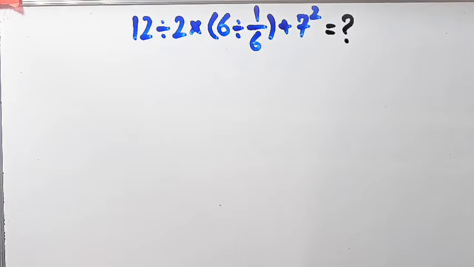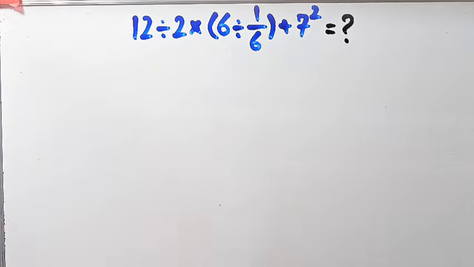In this video we are going to solve 3 questions about PEMDAS rule. In the first question we have 12 divided by 2 times open parentheses, 6 divided by 1 over 6 close parentheses, then plus 7 to the power of 2. What is the answer of this question?